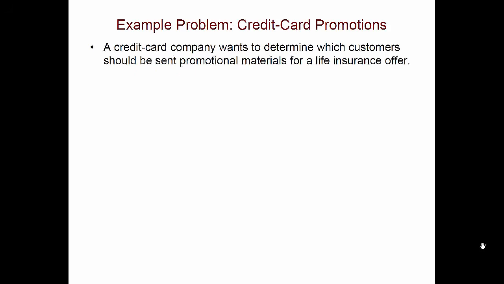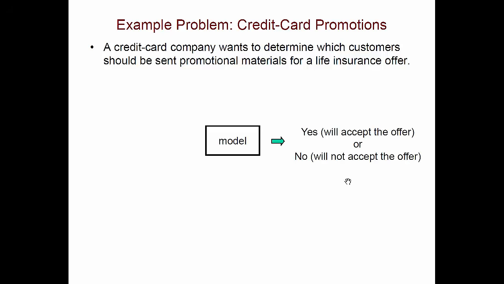In this video, we're going to look at a different problem, which is a credit card company that wants to figure out whether to send customers promotional materials for a life insurance offer. So they want to be able to predict whether the customer will accept that offer, yes or no. And so they want a model that will predict either yes, the customer will accept it or not, and that model is going to be based on information about the customer. Those will be the input attributes.